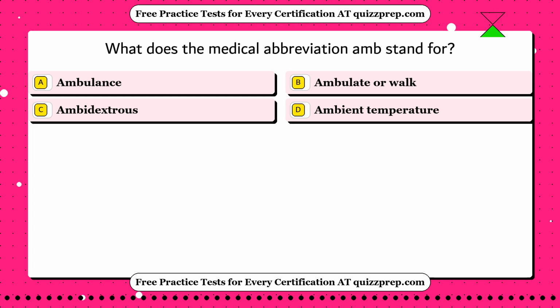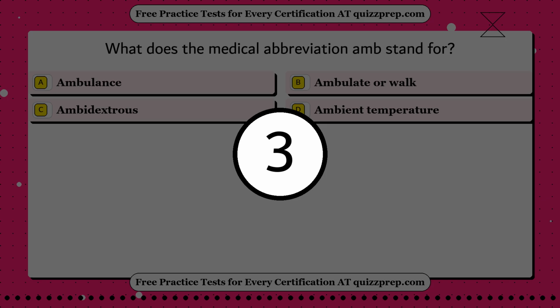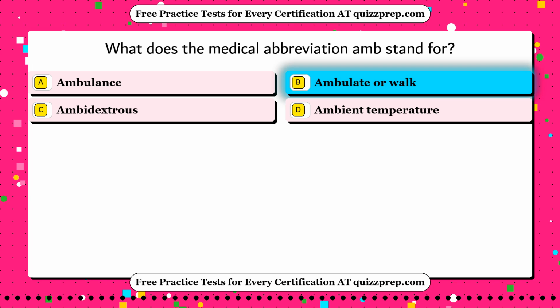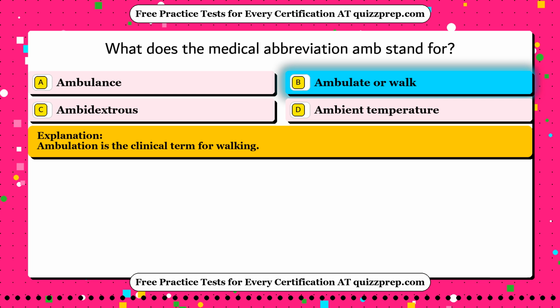Question 8. What does the medical abbreviation AMB stand for? Option A, ambulance. Option B, ambulate or walk. Option C, ambidextrous. Option D, ambient temperature. The correct answer is option B, ambulate or walk. Ambulation is the clinical term for walking.